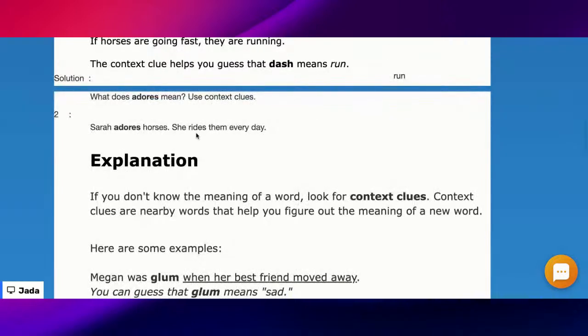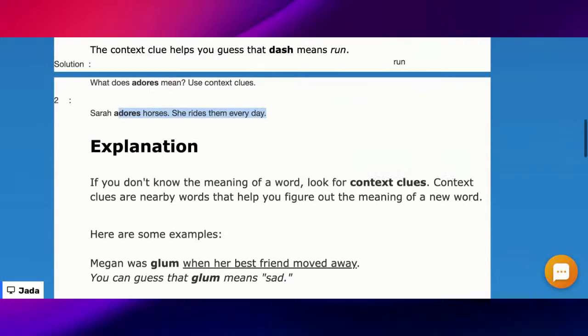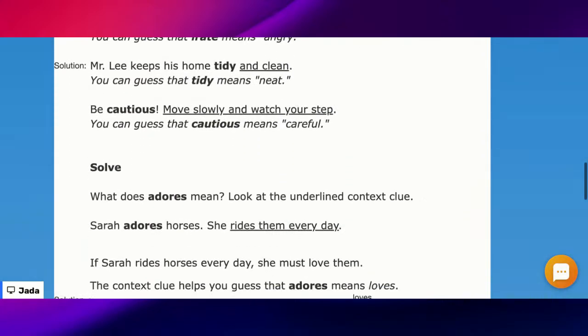Okay. What does adores mean? Use context clue. Sarah adores horses. She rides them every day. Now, when you hear the word adore, what does it mean? You have no idea what adore means because it's probably a new word to you, right? So you don't know what adores means, okay? So now you have to look at the clues around to be able to figure out what adore means.